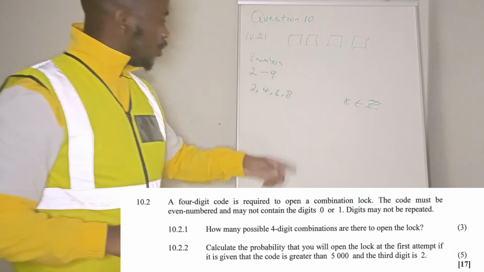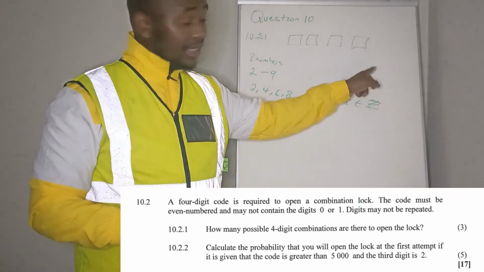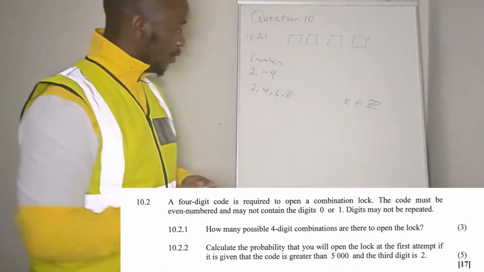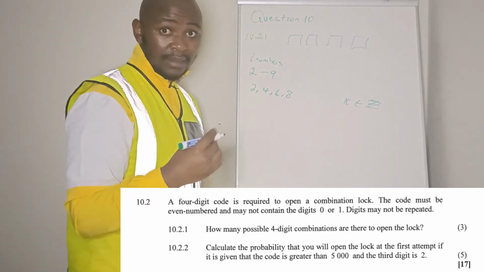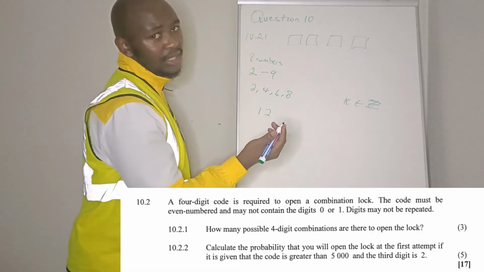So these are the even numbers that are available. If we can make sure that our number ends with an even number, therefore the whole number will be even. I'm going to make an example. Let's say 12. 12 is an even number because it ends with 2. So 12, let's look at 23.